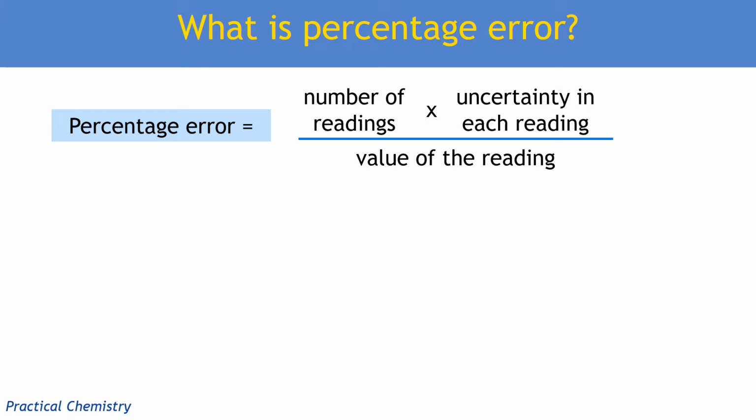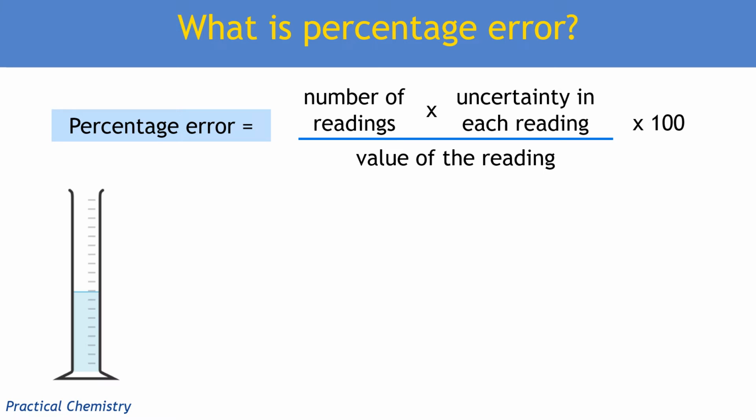And then I'm going to divide it by the value of the reading, and we will look at what we mean by that in some examples. And it's a percentage, so I'm going to times it by 100. So let's apply this to a really simple example. I'm going to measure out 25 centimeter cubed of a solution, and I've got a choice of either measuring it in a measuring cylinder or in a volumetric pipette.